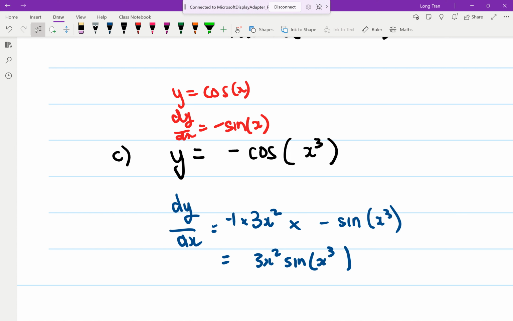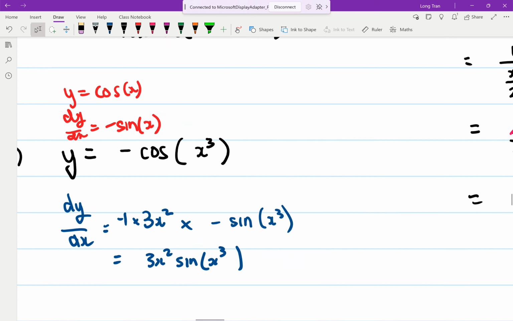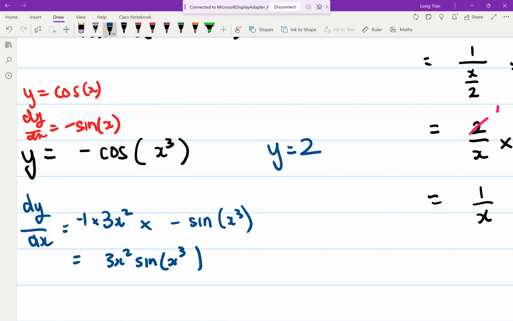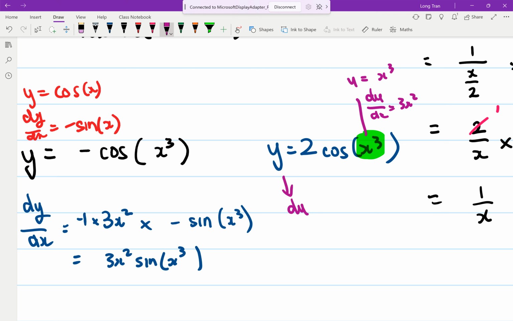So, imagine I gave you 2 cos of x cubed. How you would have done it was you would have said this 2 stays as it is. If we called this u, delta u over delta x would be 3x squared, so it doesn't get affected by that 2. But this is delta y over delta u, and that becomes 2 stays the same. I just rearrange them, that's all.